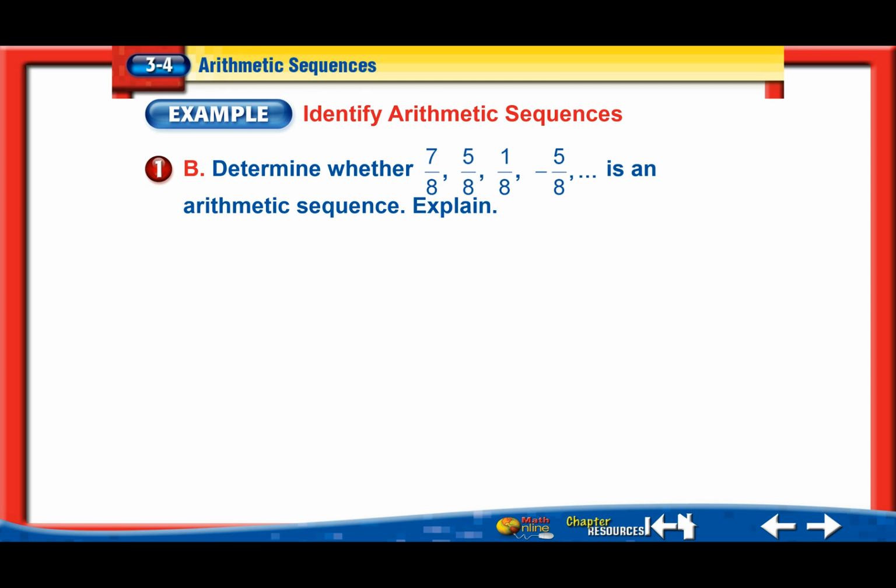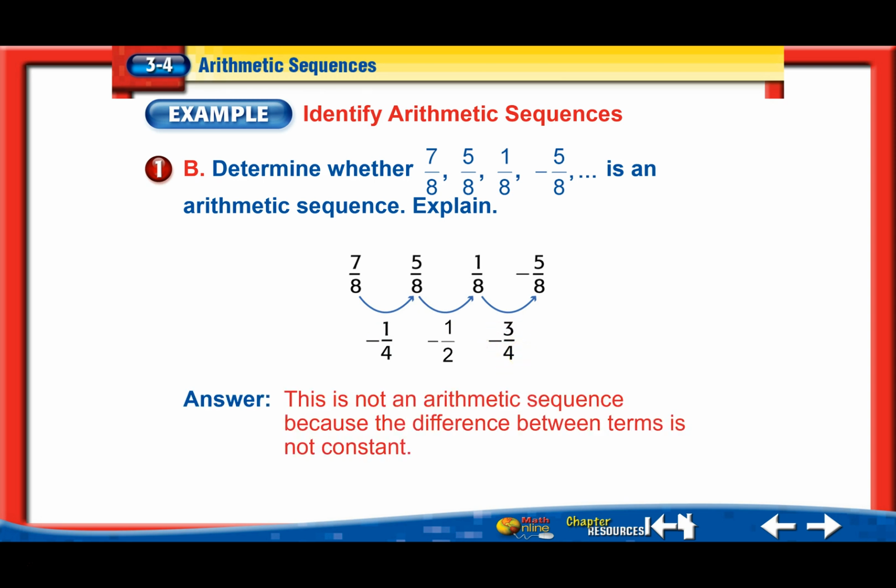Number 2, is this an arithmetic sequence or not? We're going to write them out and see if we can find something constant in between them. So minus 1/4, minus 1/2, minus 3/4. I'm going to say no. This is not an arithmetic sequence because it is not a constant. Now, it is a pattern, but it is not an arithmetic sequence.